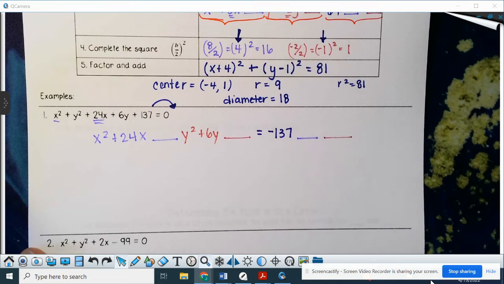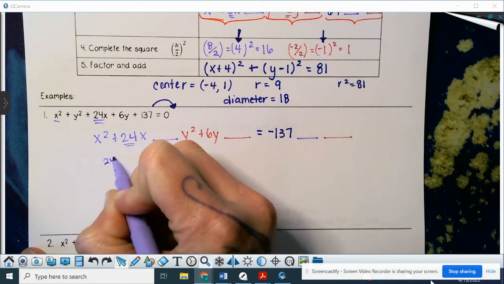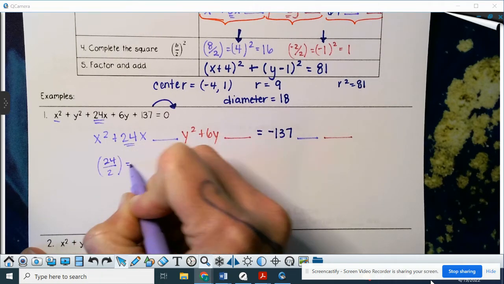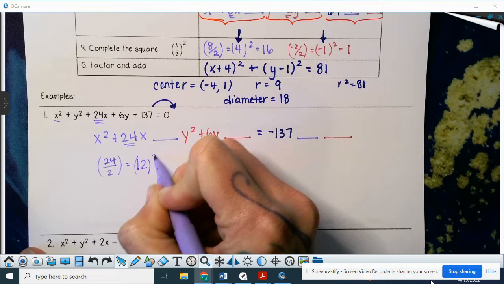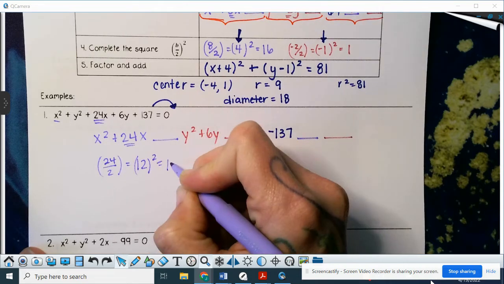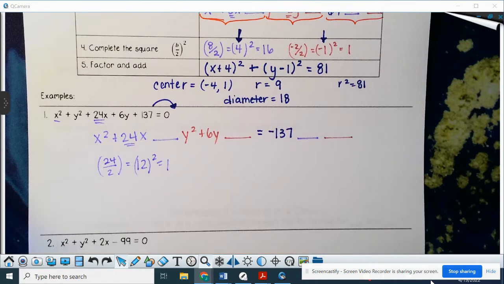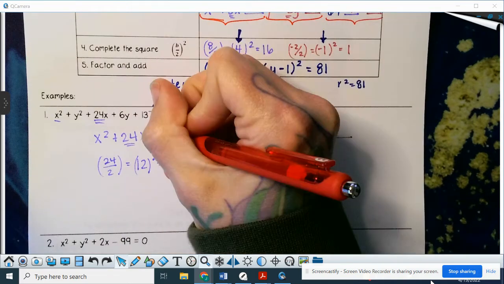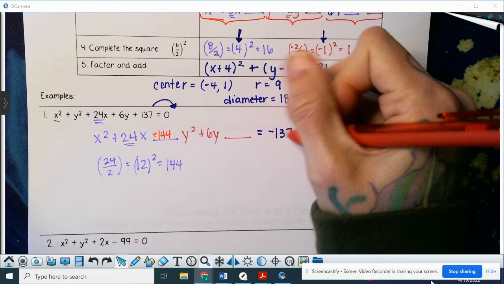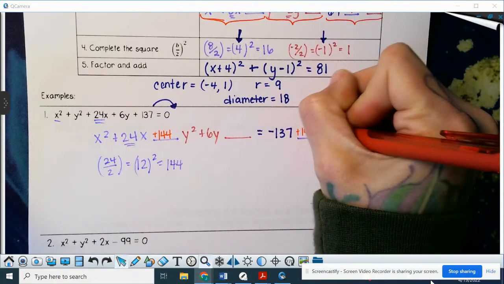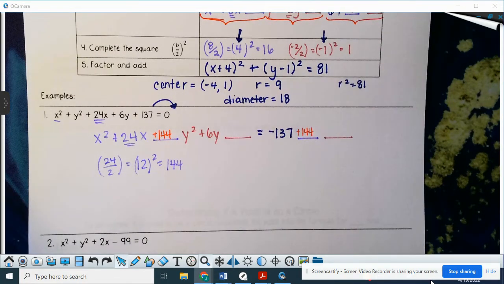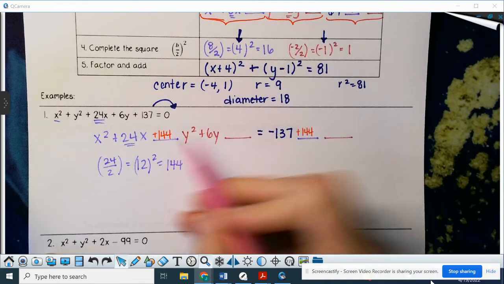So now we're going to complete the square. So that means we're going to take our b value. 24 divided by 2 equals 12. Square it. It's going to be 12 times 12 is 144. And so we're going to put a positive 144 in our purple ones. And if you have multiple colors, it's very helpful because then you know where you messed up if you left something out. So we're going to do the same thing for y.